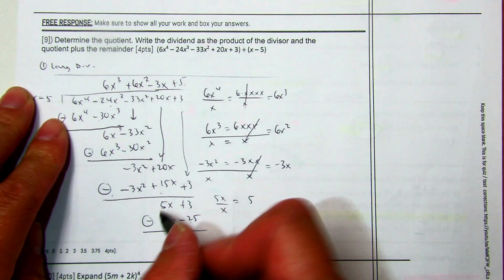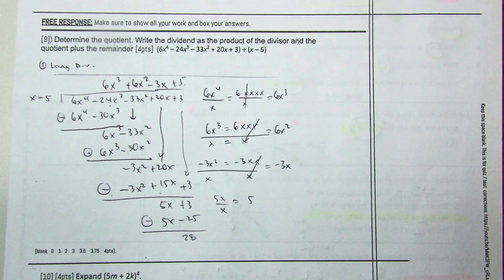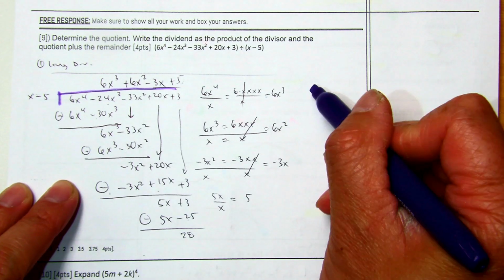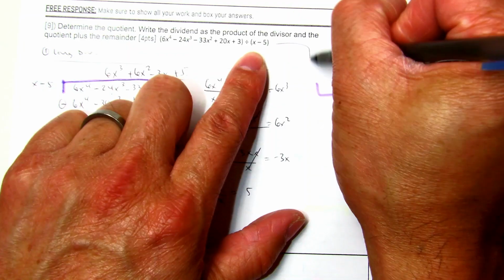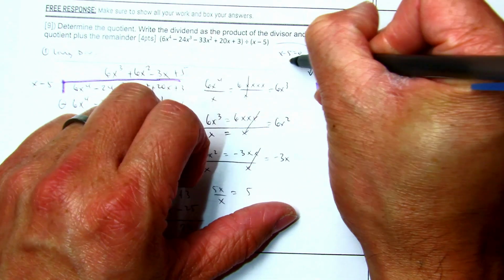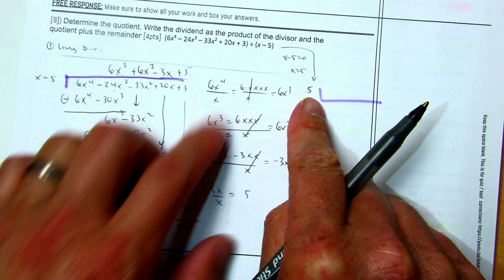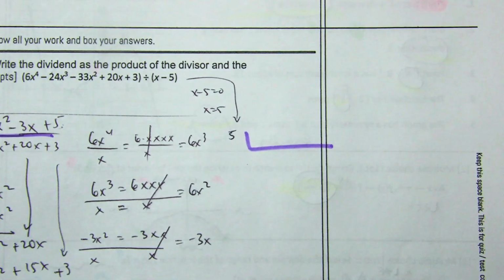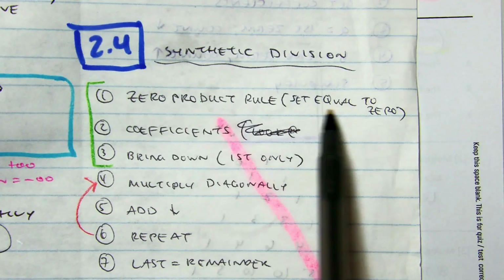So let's go ahead and just do synthetic division. It doesn't tell me how, so I chose any of these. Set it equal to 0. Add 5, x is equal to 5. So the common mistake is to put a negative 5 here. Then I'm just going to do the coefficients. Zero product rule, which I just did.